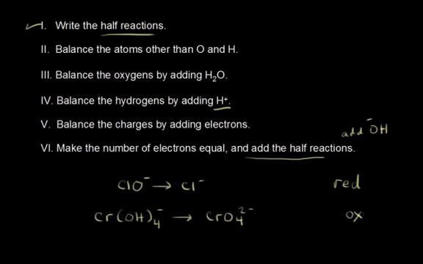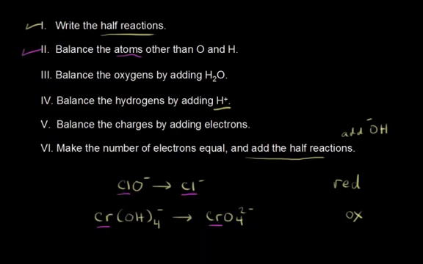So let's go to step 2. Balance the atoms other than oxygen and hydrogen. So for the reduction half reaction, that applies to chlorine. We have 1 chlorine on the left and we have 1 on the right. So chlorine's balanced. In the oxidation half reaction, that applies to chromium, right? So 1 chromium on the left and 1 chromium on the right. So in this case, step 2 is already done for us. But always be careful, because sometimes you actually have to balance these atoms and it will affect your final answer.